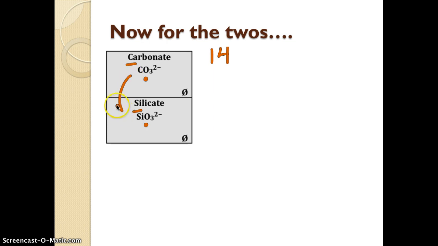If you know carbonate, the deal is, though, if you can look at your periodic table and remember, silicate is exactly the same thing. Of course, you have silicon instead of carbon.